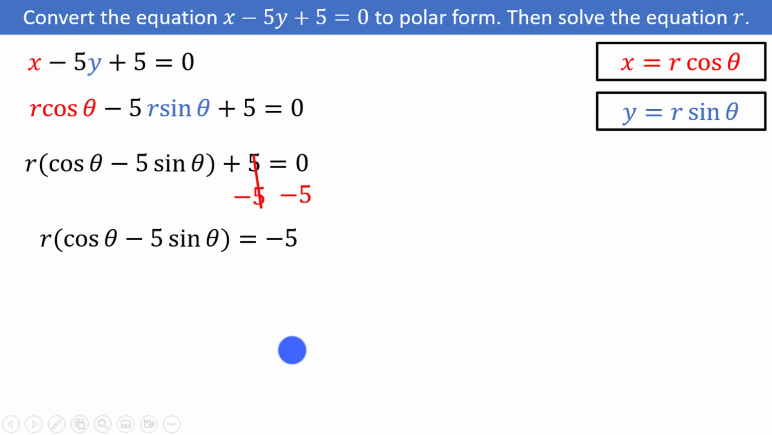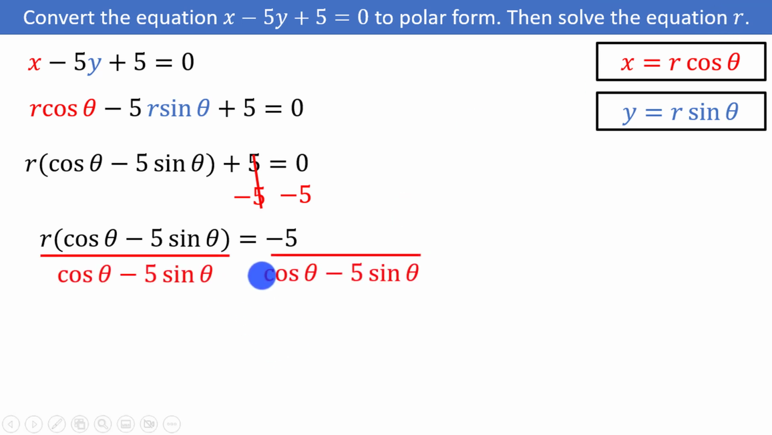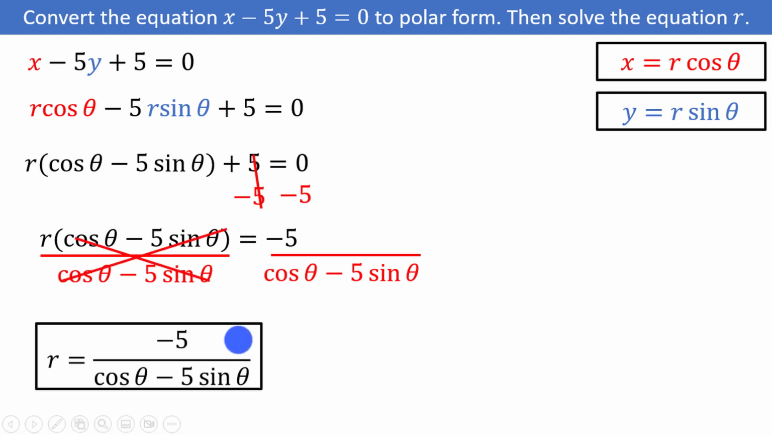Since we need to solve for r, we can divide both sides by cosine of theta minus 5 sine of theta. We will get that r is equal to negative 5 divided by cosine of theta minus 5 sine of theta. At this stage, we have finished our problem.